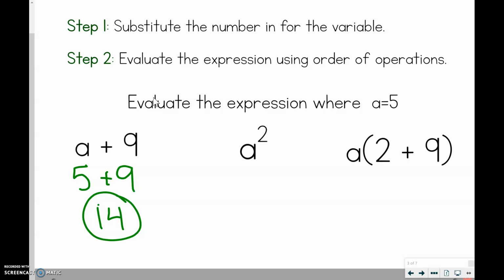So now we substitute in 5 for the A here on the second problem. I'm going to keep that power. So 5 to the second power is like saying 5 times 5, so I end up with 25. These are real simple to get us started.